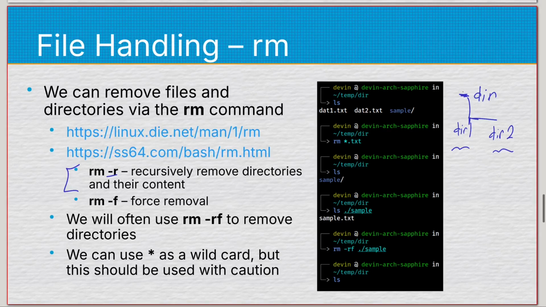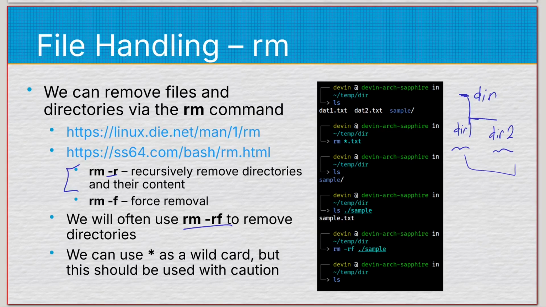And so if I were to do rm -r on this directory here, it would delete both of these as well because they're contained inside of this, and it would delete everything inside of that as well. So -r is how we deal with removing directories. And a lot of the time what you'll end up doing is -rf instead. So it's recursively remove directories and do a force removal.